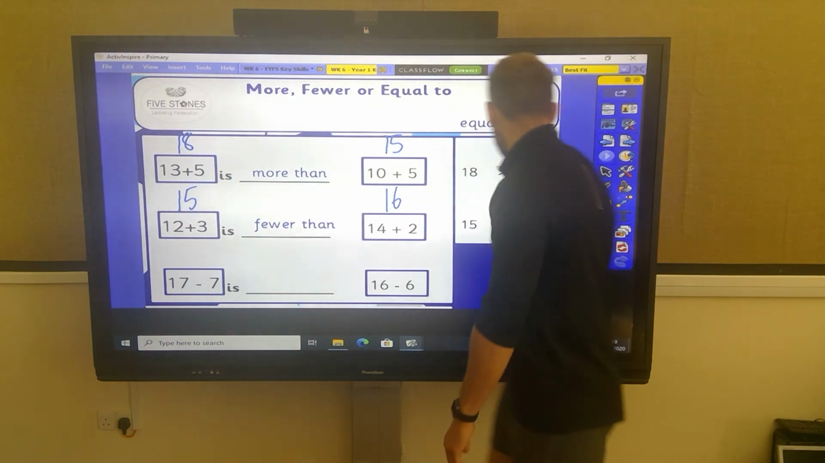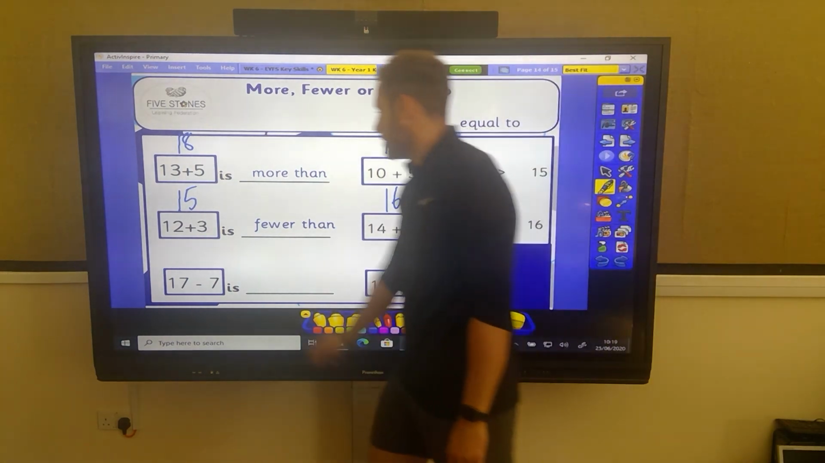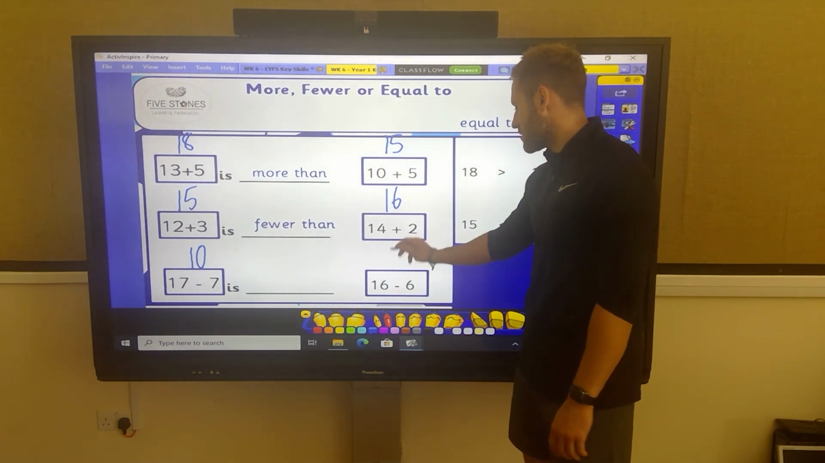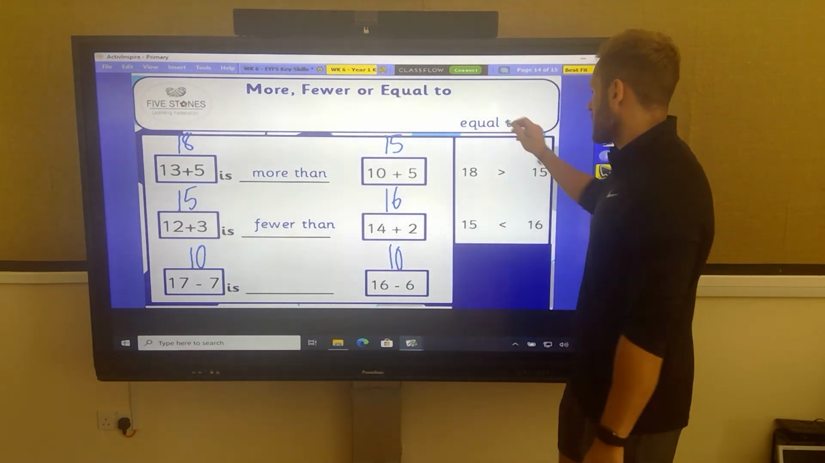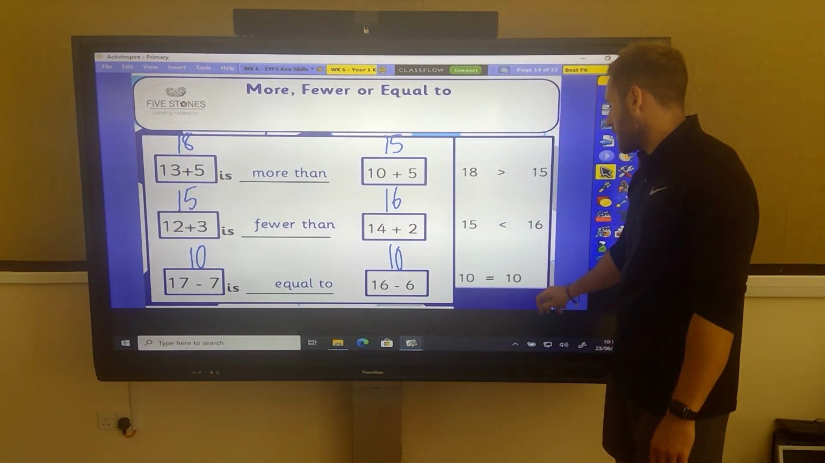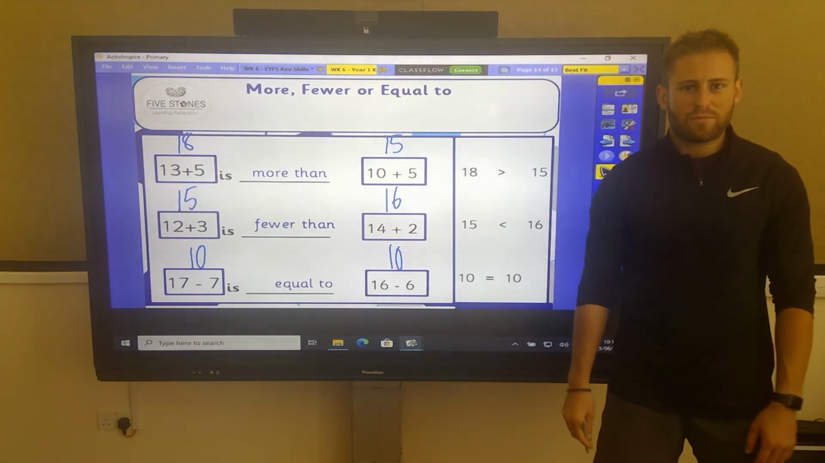Then we've got 17 take away 7, which is 10. 16 take away 6, which is also 10. So we know that 10 is equal to 10. And hopefully we've got that symbol there too.